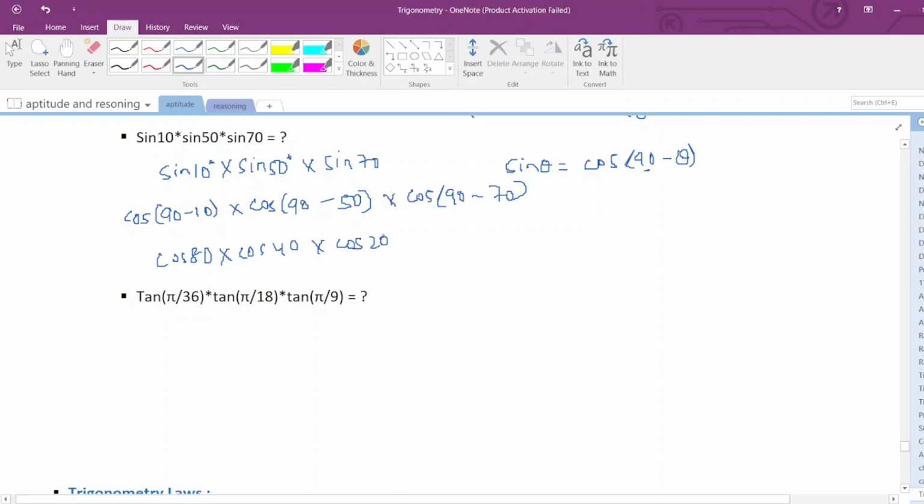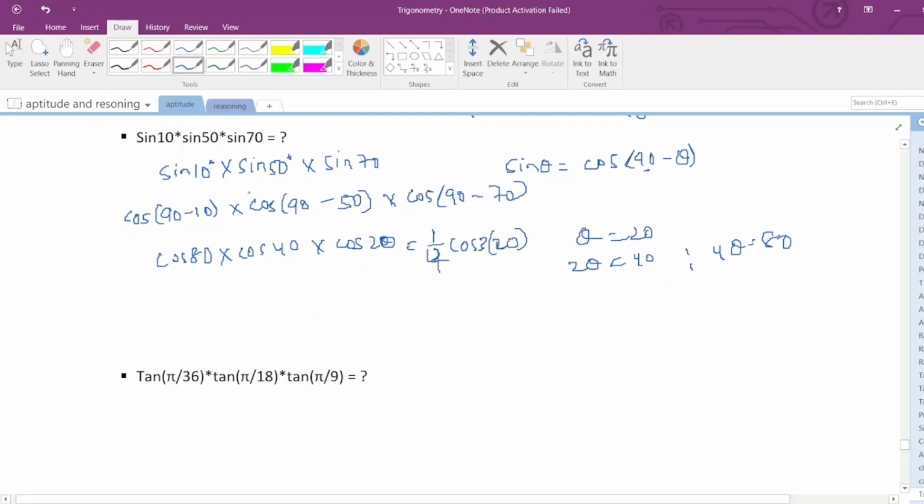Now it is in the form of theta, 2 theta and 4 theta, where theta is equal to 20, then 2 theta is equal to 40 and 4 theta is equal to 80. Now the formula is 1 by 4 cos 3 theta, which is 3 into 20, so cos 60. Cos 60 is equal to 1 by 2, so the answer is 1 by 8. Simple, right?